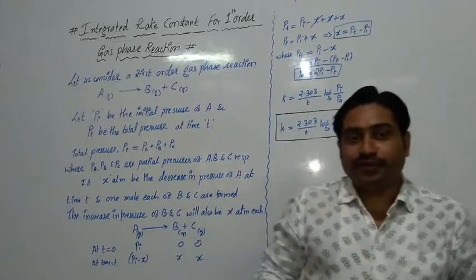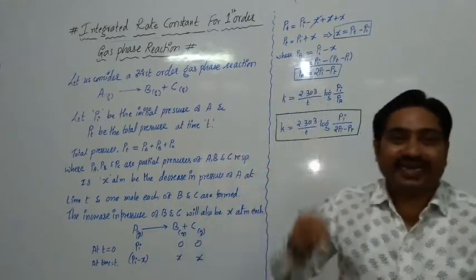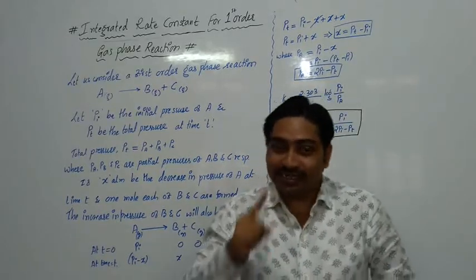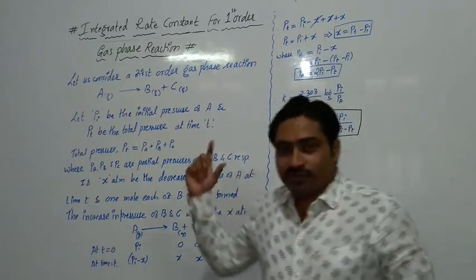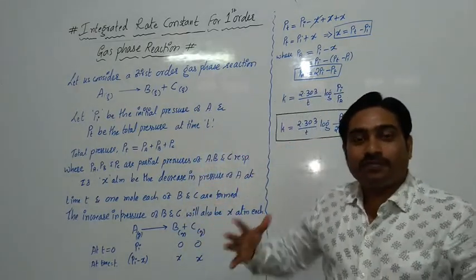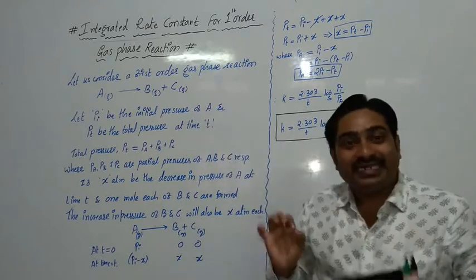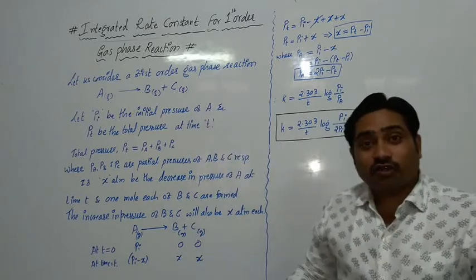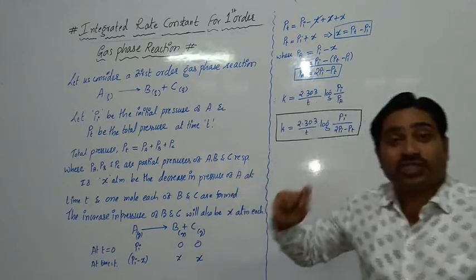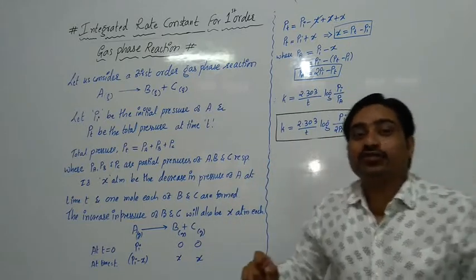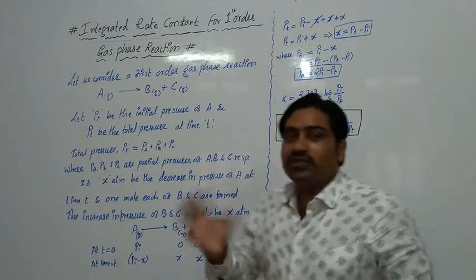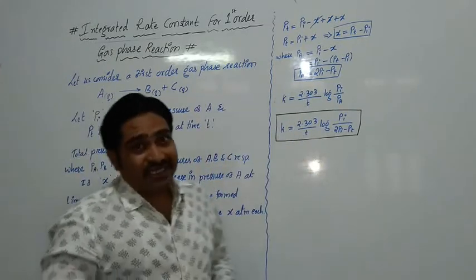So in the previous video we have discussed the integrated rate equation or integrated rate constant of zero order reaction and first order reaction. Now this is the further continued part of that. Here we are going to discuss the very same first order integrated rate constant for the first order reaction, but in gaseous phase. So how does the equation change in gaseous phase?